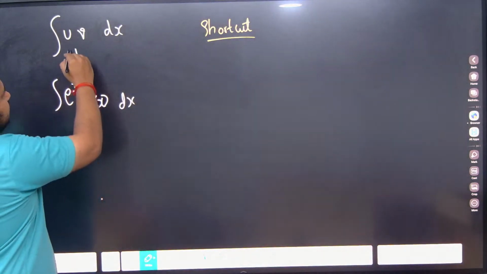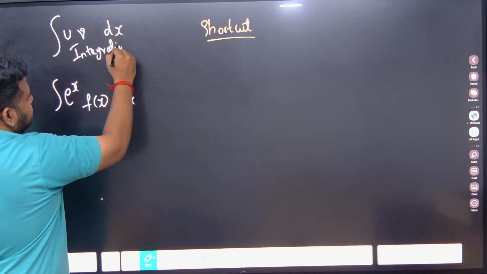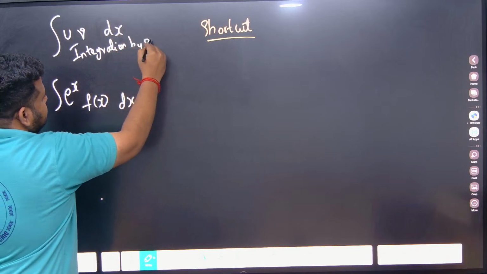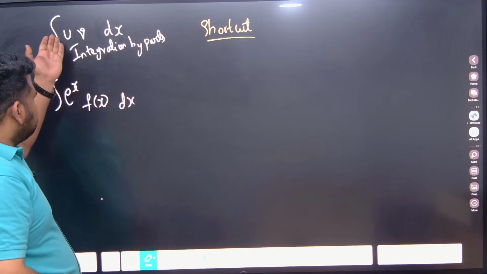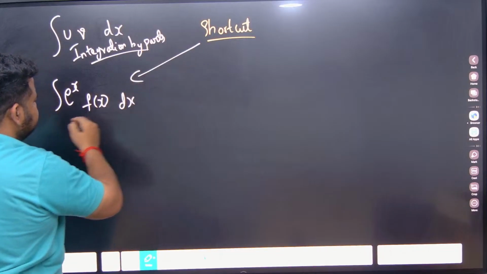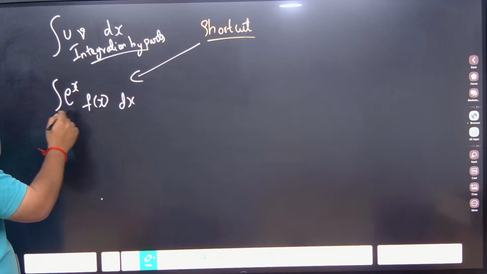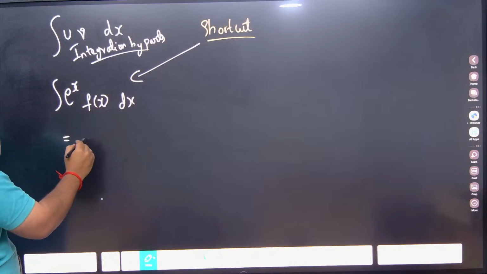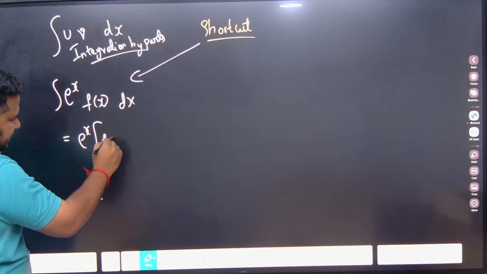If e power x into f of x dx is given, what would you normally use? Integration by parts. Suppose two functions are given as a product, you would use integration by parts, but we will use one shortcut. Suppose we have an exponential function and f of x, the integral of e power x into f of x dx. The shortcut is: write e power x as it is, and within the bracket write f of x as it is.